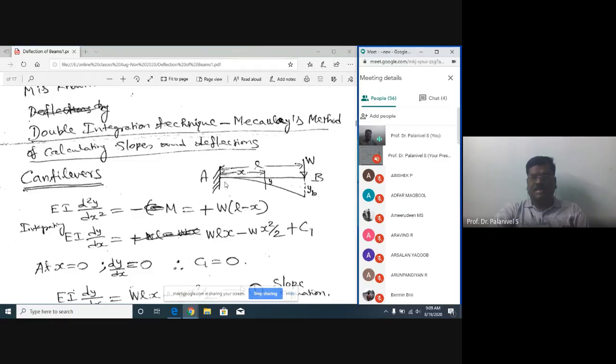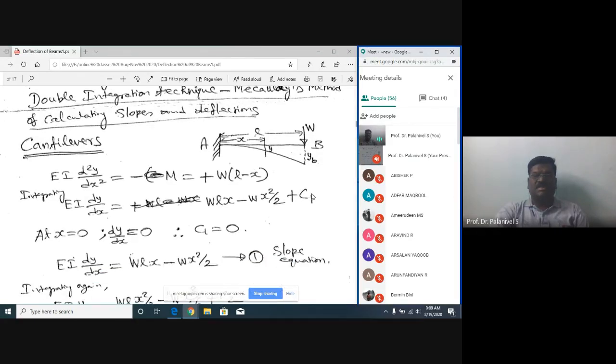Consider a section at a distance x from the fixed end. Say the vertical deflection at that section is y. The vertical deflection at the free end is y suffix b, meaning deflection at b. We already established EI d square y by dx square equal to minus M.